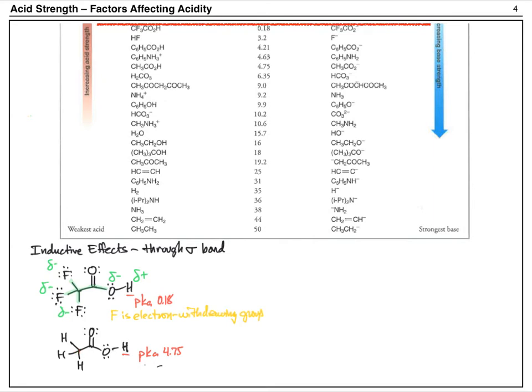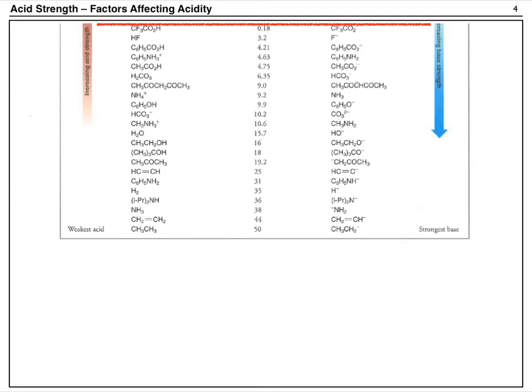So the more electron withdrawing groups, again, electron withdrawing, that's supported by electronegativity arguments, the more of those you have closer to that carboxylic acid group or acidic functional group, it doesn't matter exactly, the more acidic the hydrogen is and the lower the pKa number.